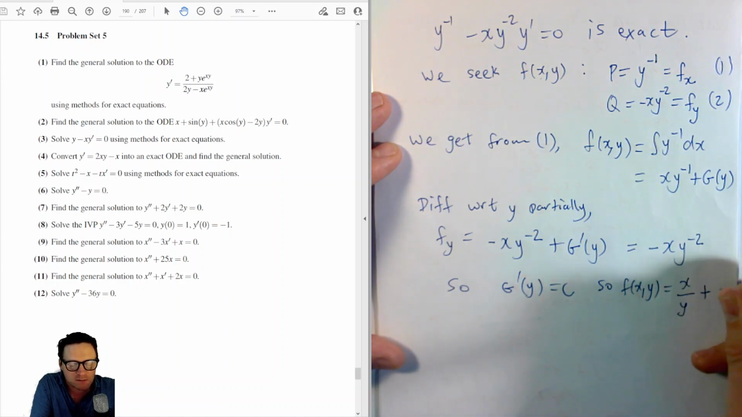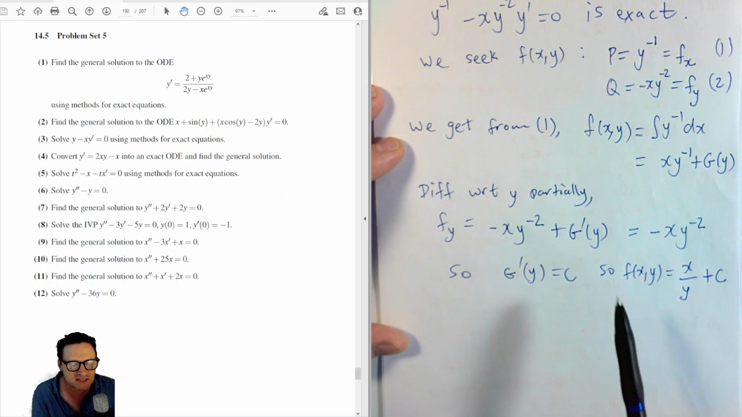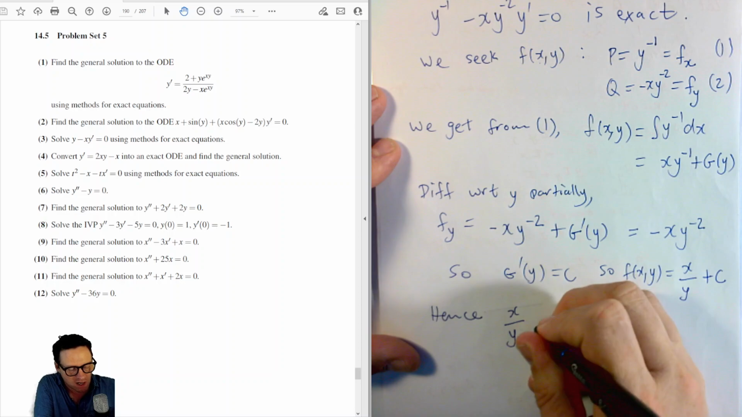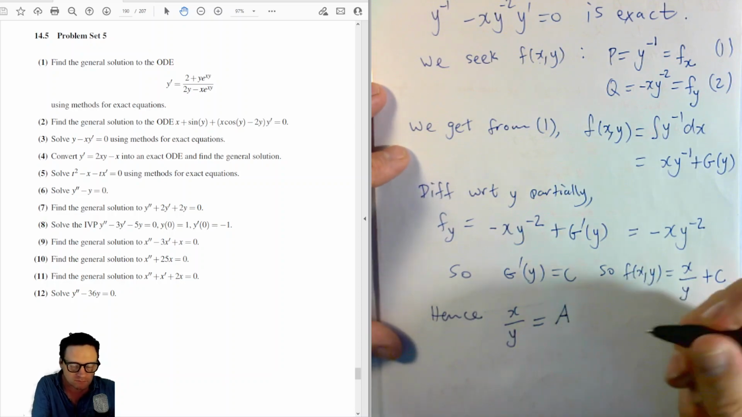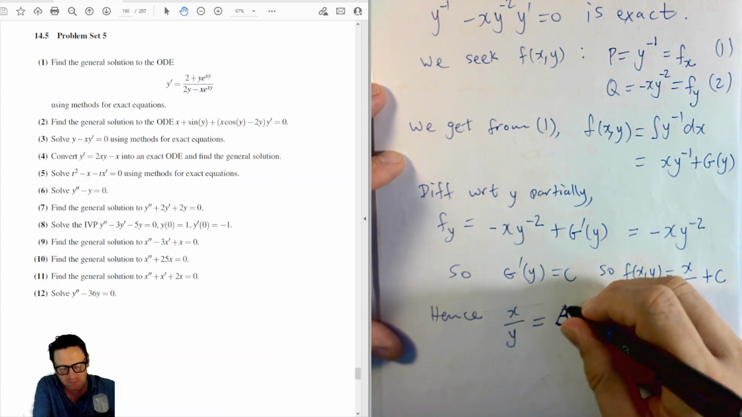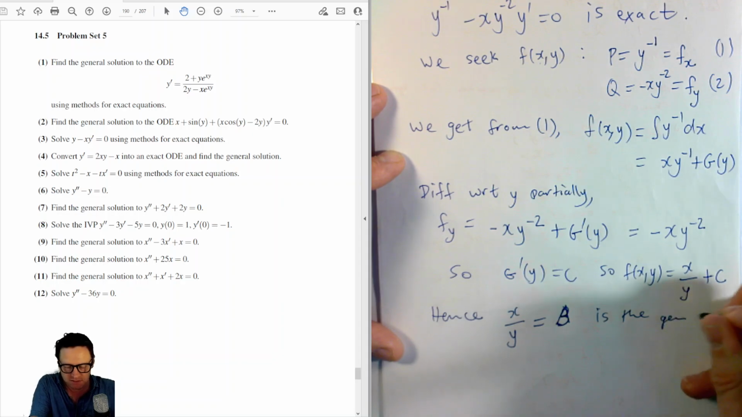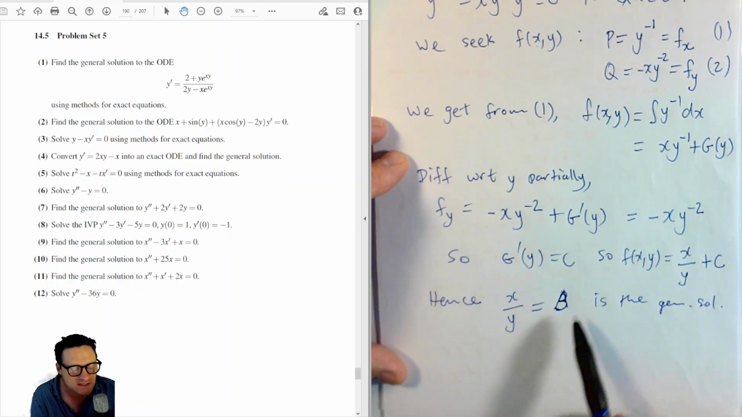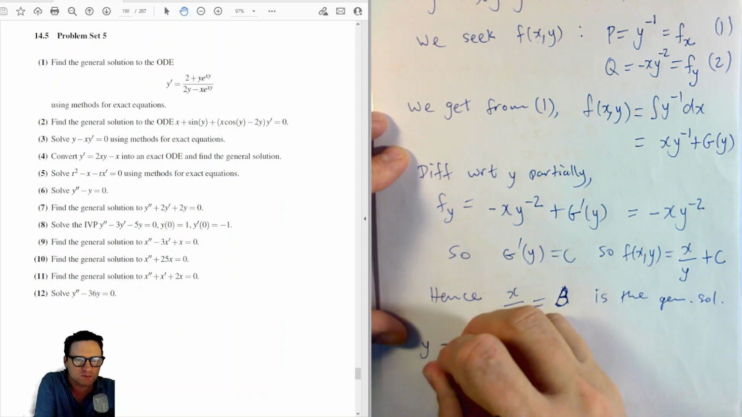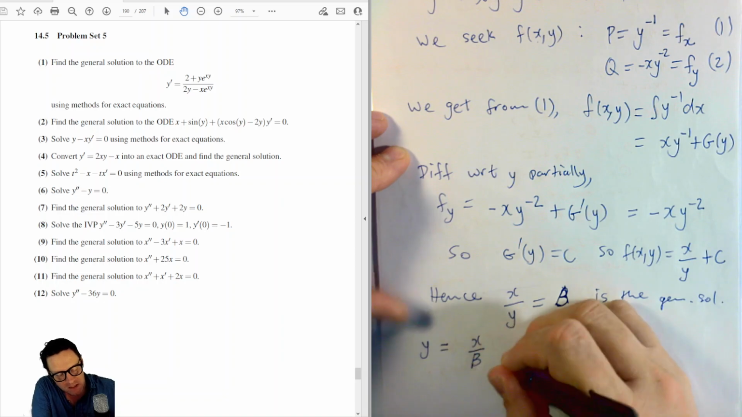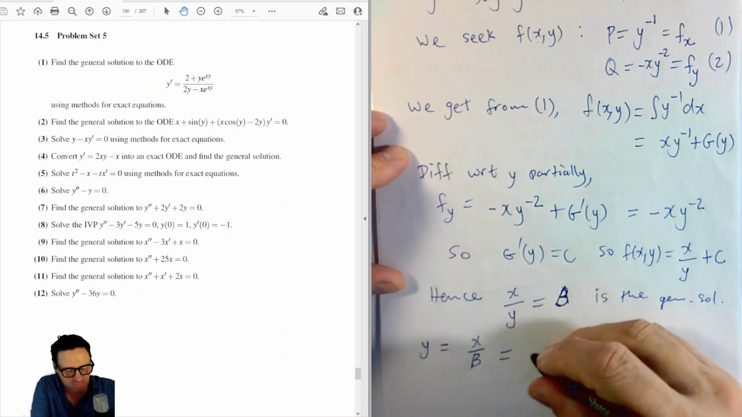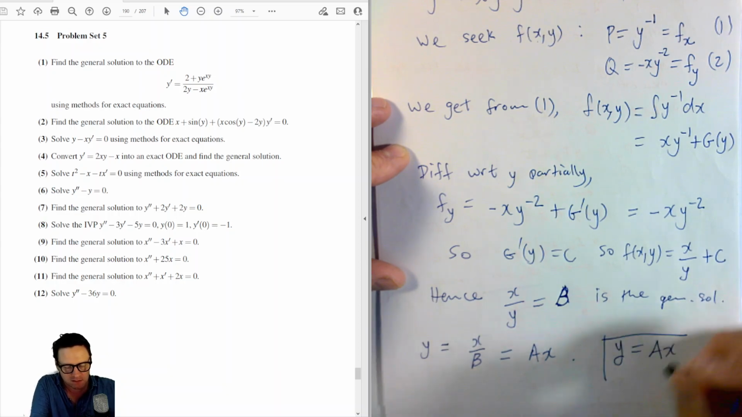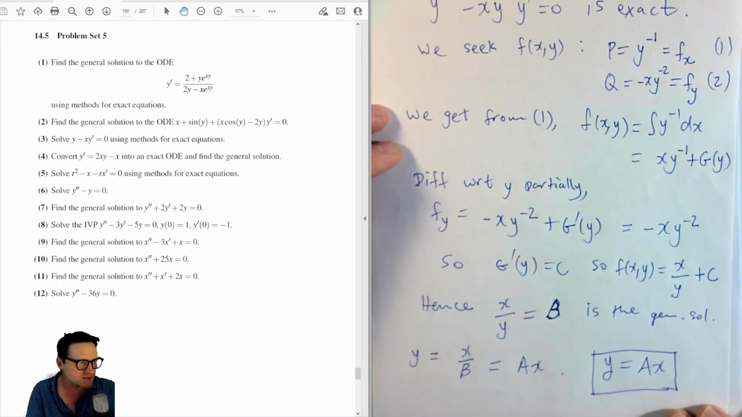So x over y and then plus c. All right, now remember that the general solution is f equals a constant, and so hence x over y equals a, or actually let's call it b, is the general solution. Okay, general solution. All right. Now, let's take this over to the other side. So y equals x over b, and then let's call 1 over b equal to a. All right, so we just have a line. y equals ax is a nice way to write our general solution to that equation 3.